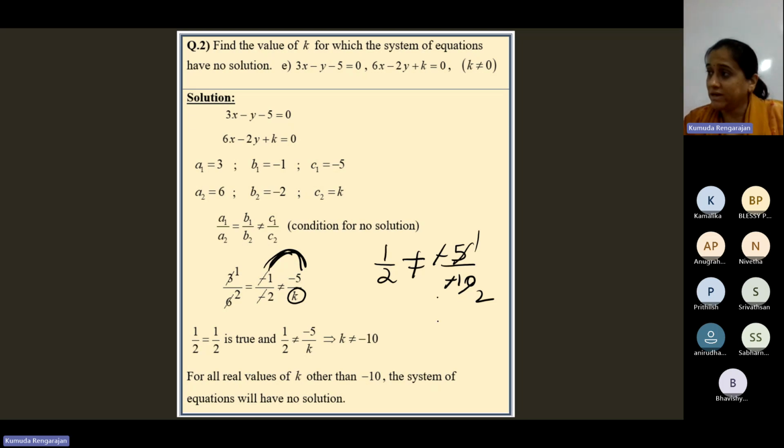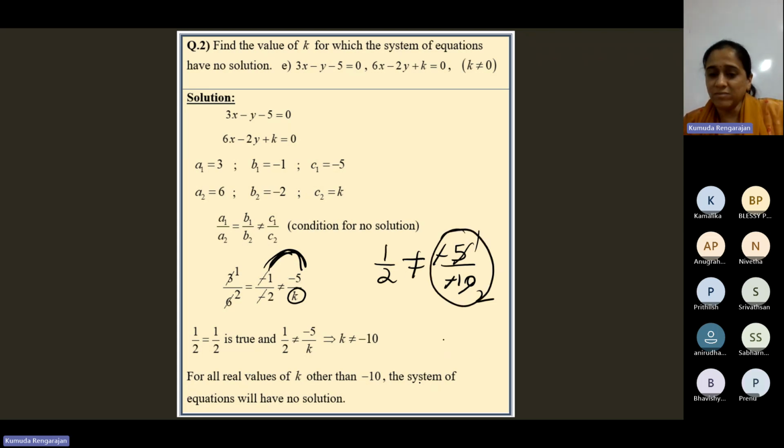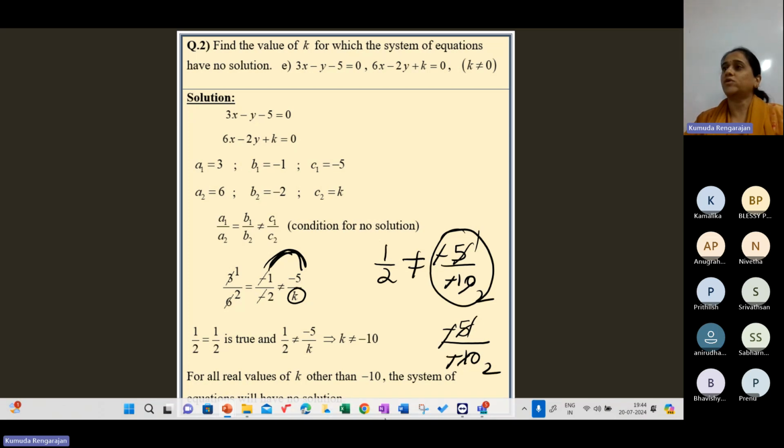But when k is not minus 10, something other than minus 10, then the ratios will be different. See, this is 1 by 2. When will this also be 1 by 2? We have minus 5. For this one to be 1 by 2, this one should be minus 10. Only then it will be 1 by 2. So for all values of k other than minus 10, if k is minus 10, the ratio will be 1 by 2. Then it will become equal.